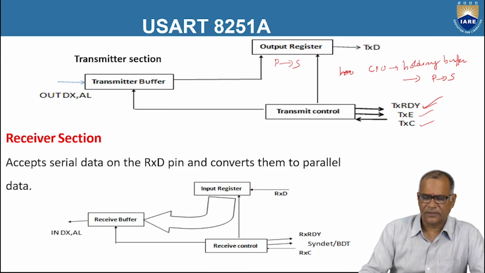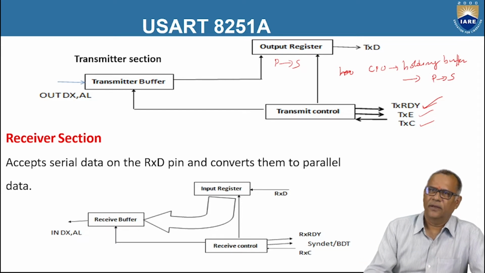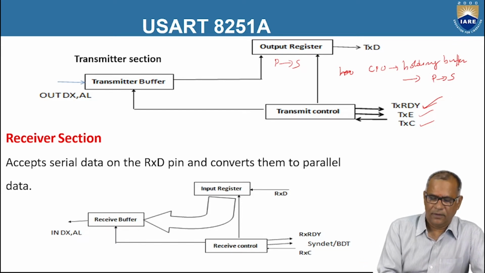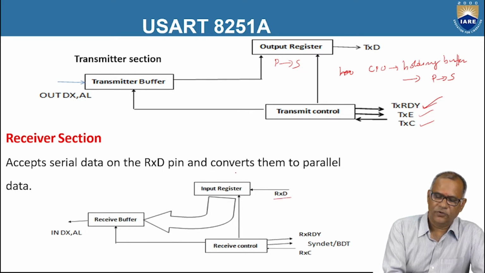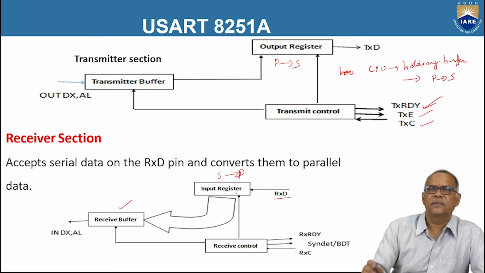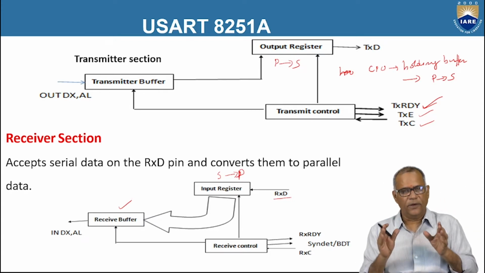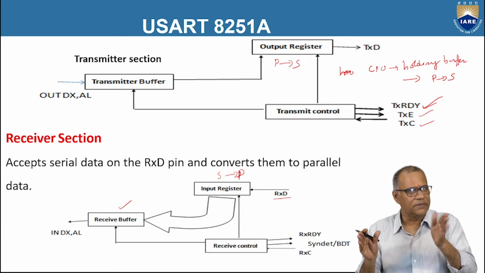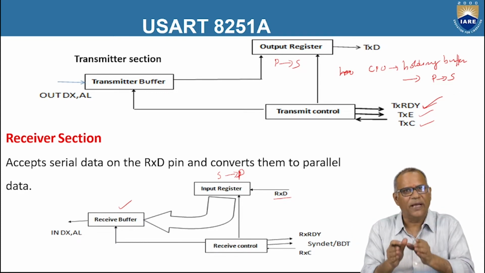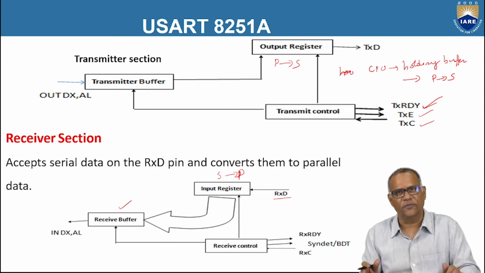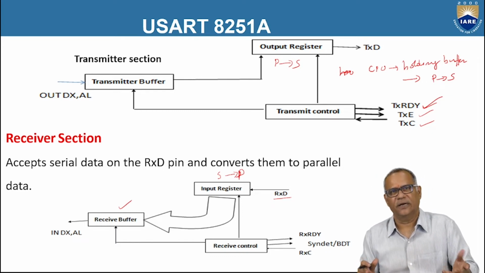Similarly, the receive section also is double buffered, and whatever data is received on RxD, it is given to the serial to parallel shift register. So this input register is nothing but the serial to parallel shift register. From the serial to parallel shift register, it goes to the receive buffer. So when all the bits are received, then the 8251A removes the start bit, stop bit, and parity bits, and it puts the actual data in packed form into the receive buffer, and the CPU reads this data in one go.